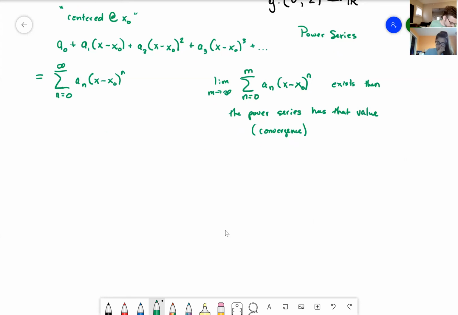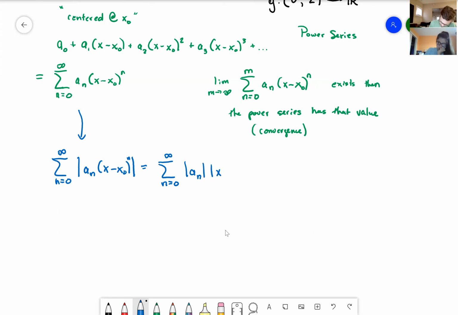Now, a very useful way of looking at these things is if we take our power series and we get the associated version of this power series where all of the terms are guaranteed to be positive. So we take the absolute value of each of the terms, and because of the properties of absolute value, we can rewrite this thing as the absolute value of a_n times the absolute value of (x minus x_0) to the n.